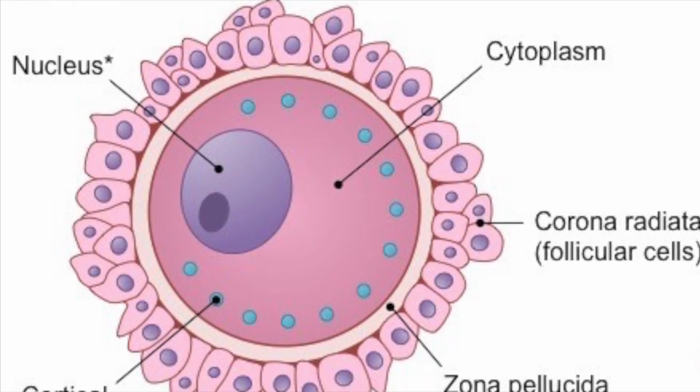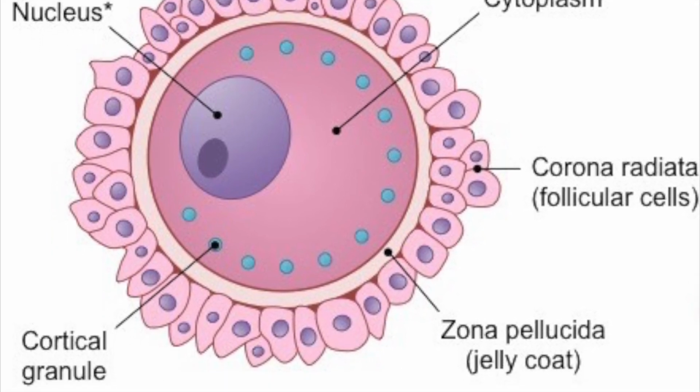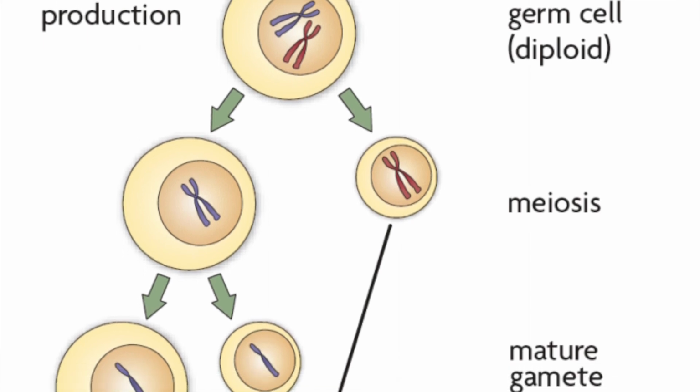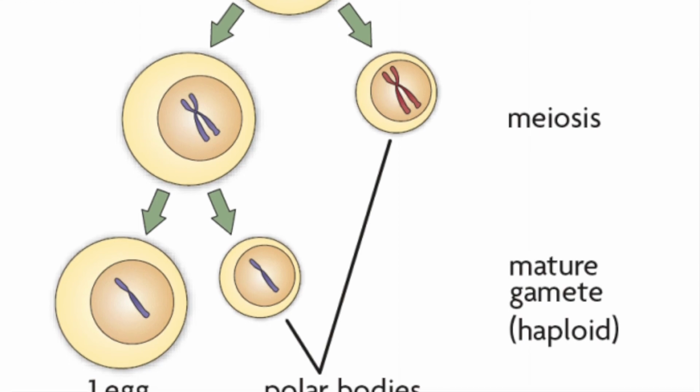Meiosis in females produces egg cells. Egg cells are created after the germ cell goes through meiosis. However, in contrast to the sperm cell, only one cell becomes an egg cell. The cells that do not produce an egg are called polar bodies and eventually break down.